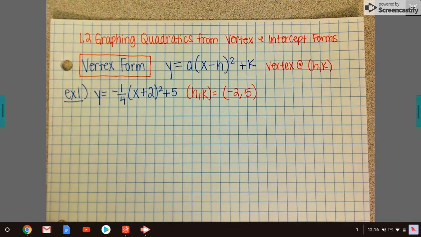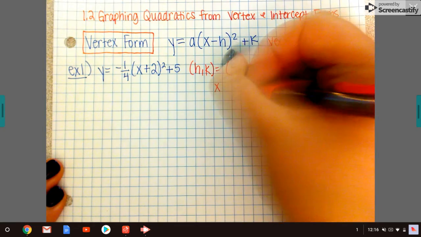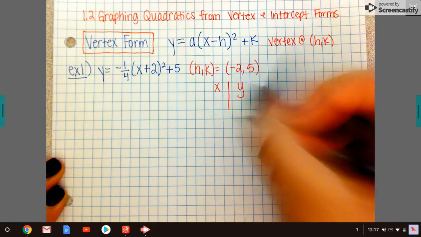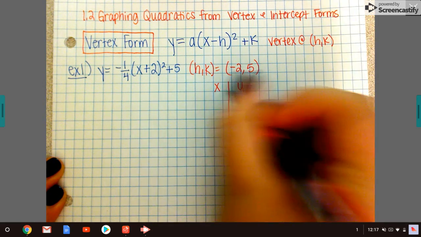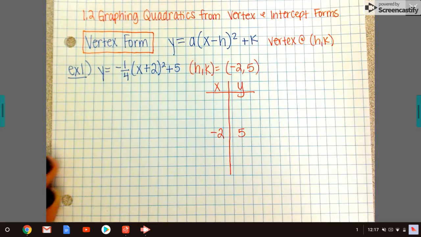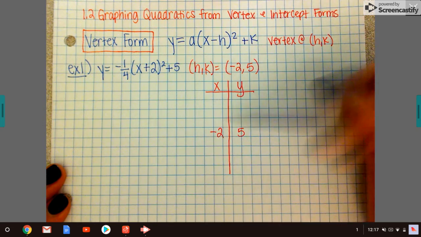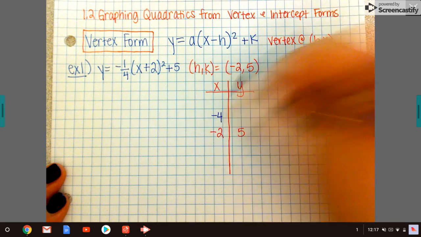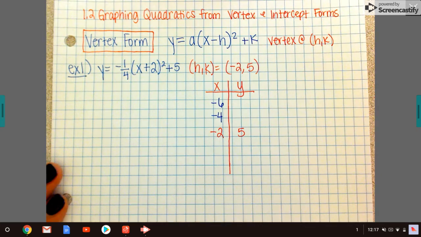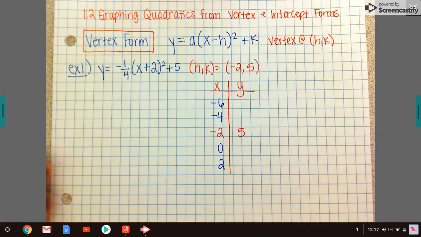And we're able to use a table in order to plot some values. I'll go a couple points to the left and a couple points to the right. So let's give ourselves an XY table with our vertex in the middle. Let's do a point to the left. Let's jump over by 2. A point 2 to the left of negative 2 is negative 4, and 2 to the left of that is negative 6. A point 2 to the right of negative 2 is 0, and 2 to the right of that is 2. So we've got those 4 points now that we can go solve for.